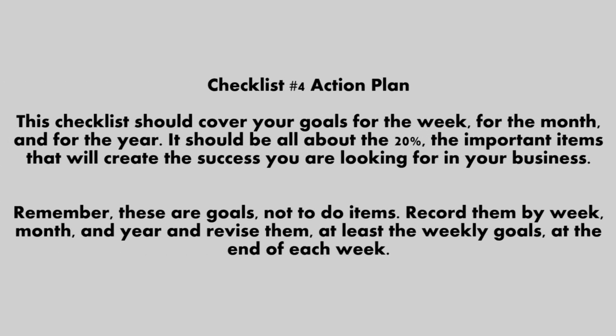Checklist number 4, action plan. This checklist should cover your goals for the week, for the month, and for the year. It should be all about the 20%, the important items that will create the success you're looking for in your business. Remember, these are goals, not to-do items. Record them by week, month, and year and revise them, at least the weekly goals, at the end of each week.